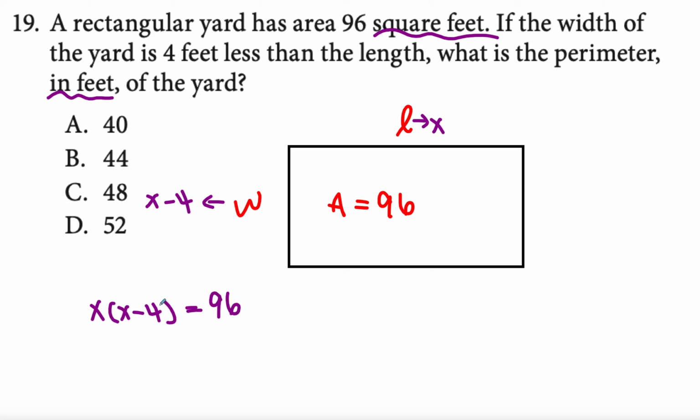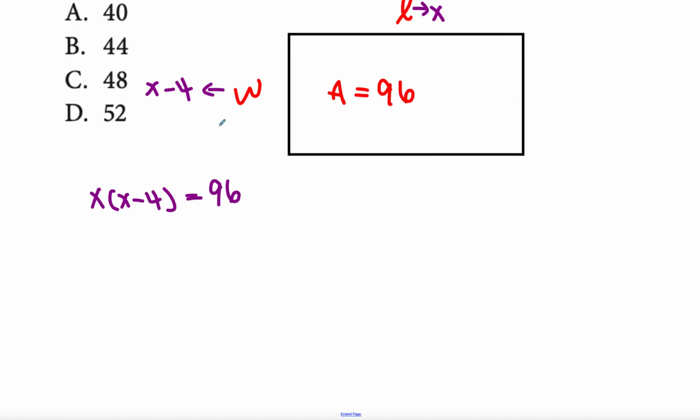So to solve this, I'm going to multiply. I'm going to distribute x away. So x squared minus 4x. And then when I subtract 96, I get minus 96 equal to 0. So I have a quadratic equation. How am I going to solve this one? I'm looking for two numbers that multiply to 96 and then add up to negative 4. Which numbers are possible?